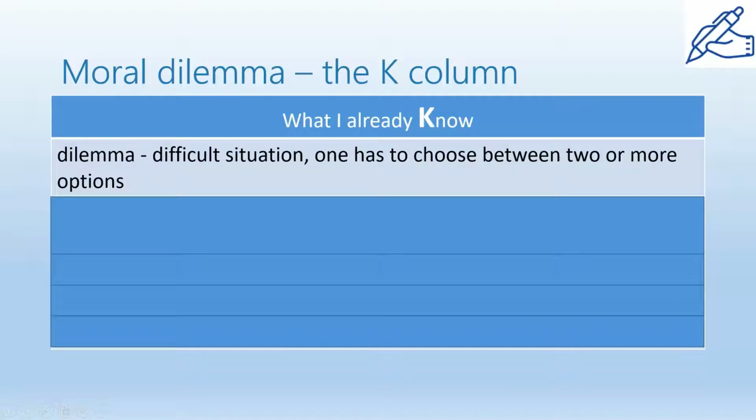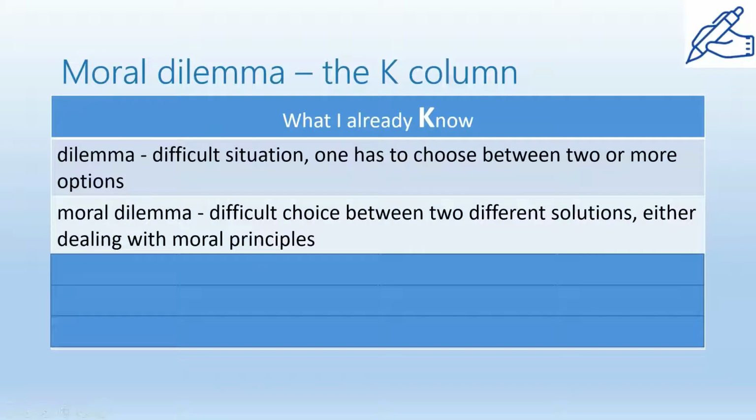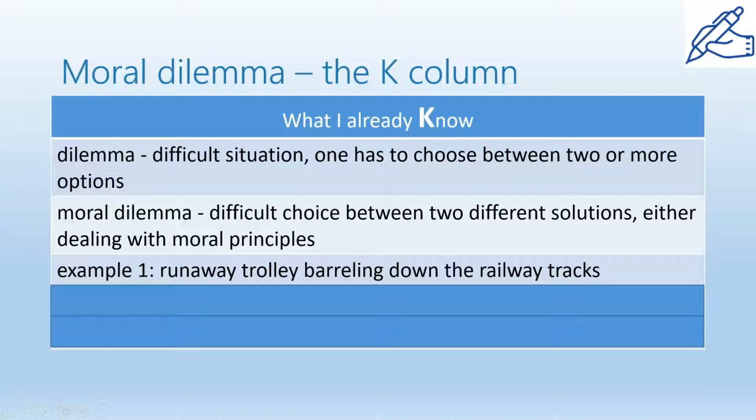For example, I know the dilemma is a difficult situation, the one where we have to choose between 2 or more options. And I'm pretty certain that moral dilemma has something to do with moral principles, and it involves a difficult choice between 2 different solutions. I know an example of a runaway trolley barreling down the railway tracks in which you have to decide whether you will hurt the 5 people on the way the trolley goes, or you can choose to make the trolley go the other way, but then you will kill another person, so not an easy one.